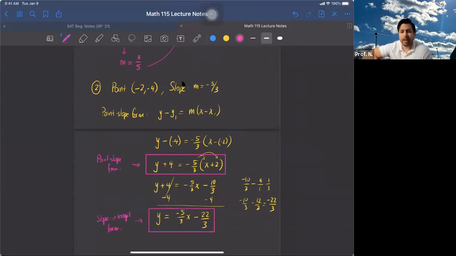On a quiz, would it ask for which form? Of course. On a quiz or on an exam, I would most likely not specify what form you should have.